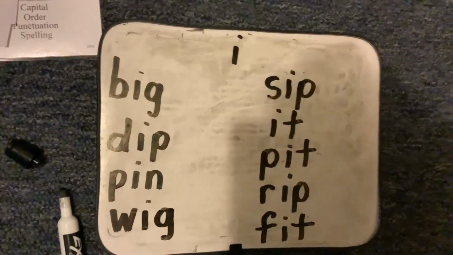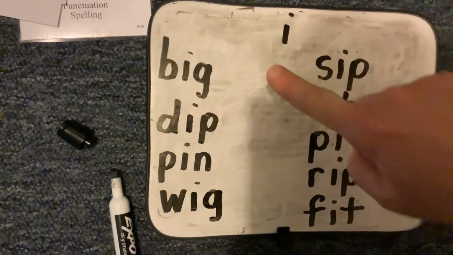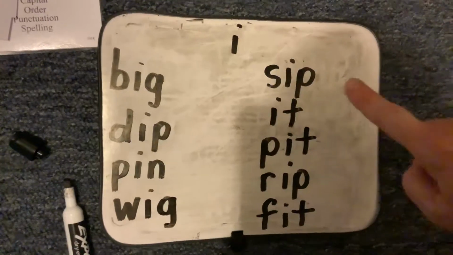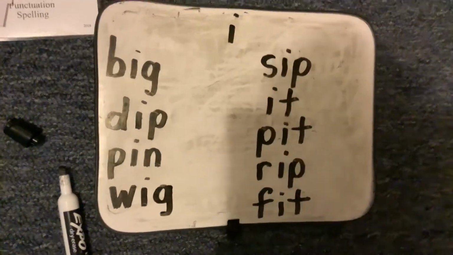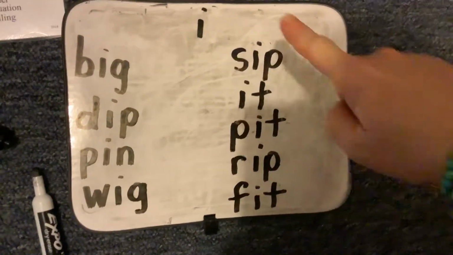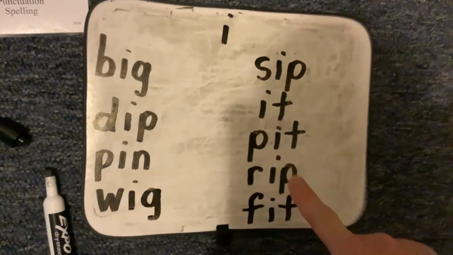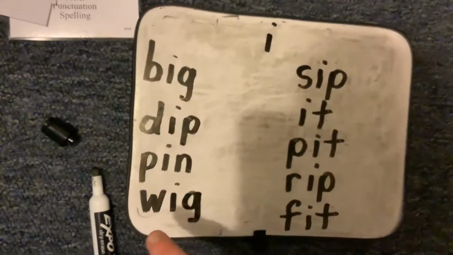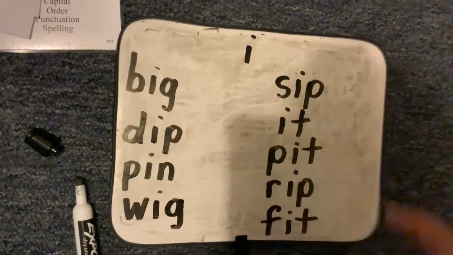How about you read these if you like going to the zoo? Big, dip, pin, wig, sip, it, pit, rip, fit. How about read these with me, but this time we're going to go backwards. If you like going swimming, fit, rip, pit, it, sip, wig, pin, dip, big.